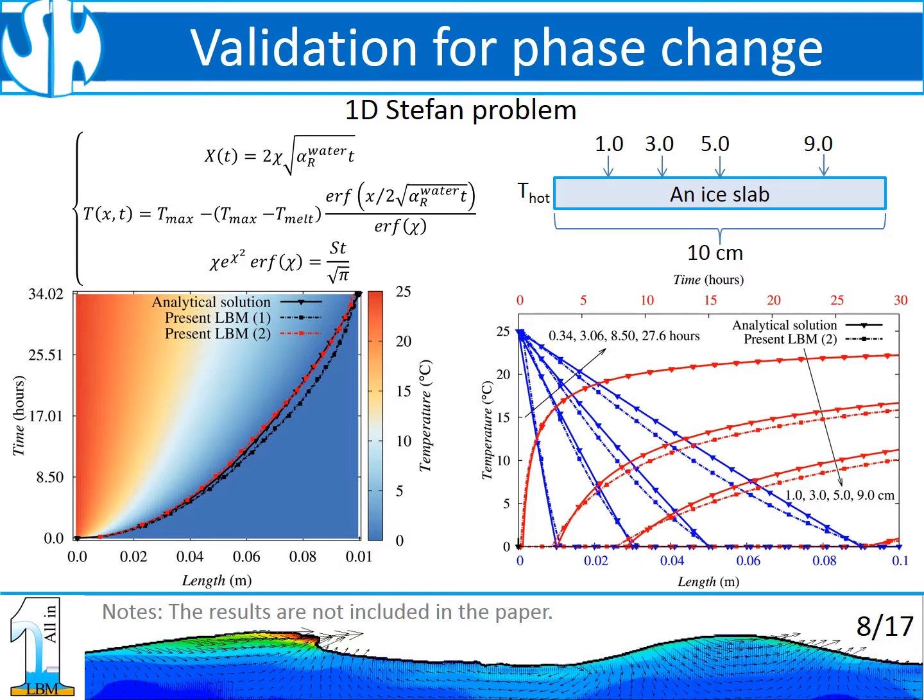I would like to show some validation works on the code. This is the 1D Stefan problem solving an ice slab melting from the left. In the figure on the left, we show temperature distribution and melting fronts in time advance. The numerical results of melting fronts show good agreement with the analytical solution. Figures on the right show a comparison of temperature profiles at 4 different times at 4 positions. The results by the lattice Boltzmann method were in reasonable accuracy with the analytical solution. This was one of the validations for the liquid-solid phase transition.